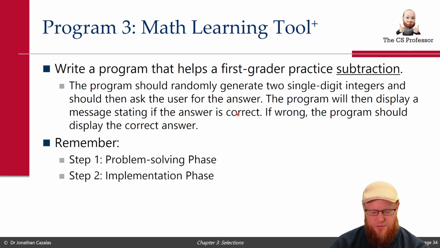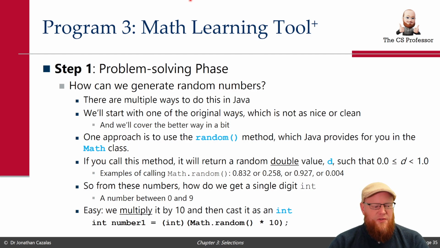So let's go. What do we do here? The first thing is we need to generate random numbers. There's many ways we can do this in Java, and we're going to start with one of the original ways. It's not the best or the cleanest or nicest way. However, it's one of the original, most fundamental ways of doing this. It's in the math library, and we're going to get to the actual random class later.